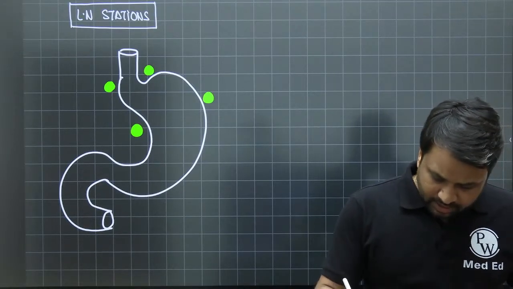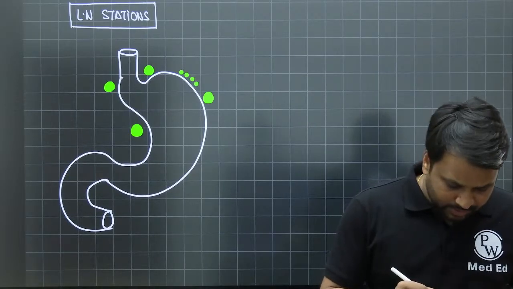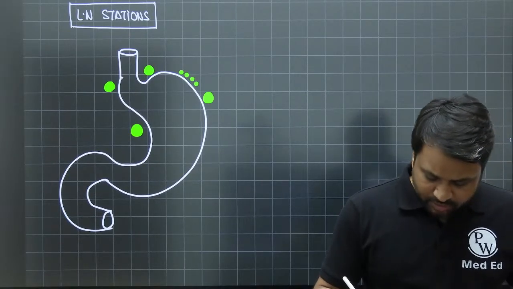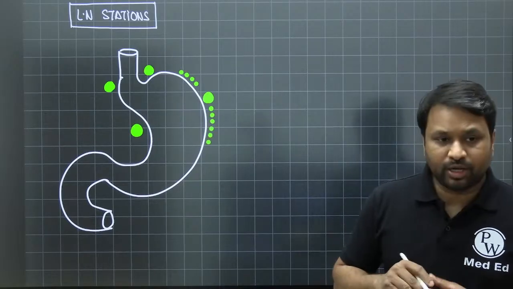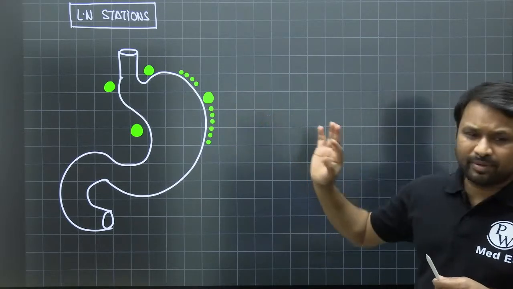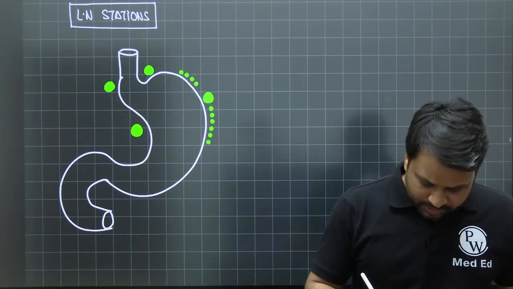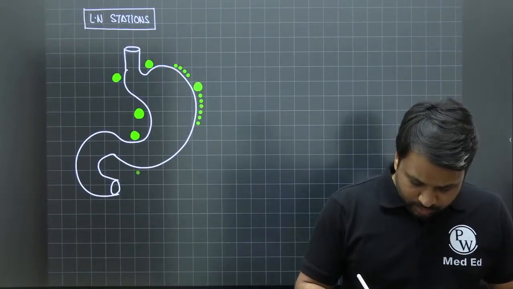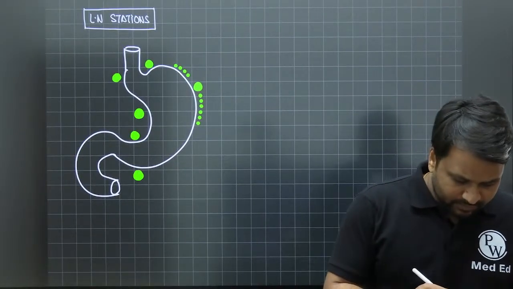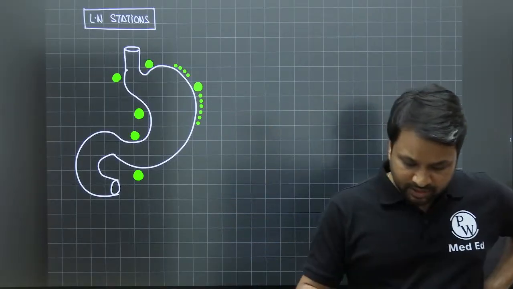Now, in the greater curvature, one is going to be following the short gastric arteries, that is one subset. Another is going to be following the right gastroepiploic artery. We remember the short gastric artery and the left gastroepiploic are basically branches of the splenic artery. This is one subset, right? Then you have one above the pylorus, suprapyloric, and one below the pylorus, infrapyloric, right? This is what we call the D1 level, right?